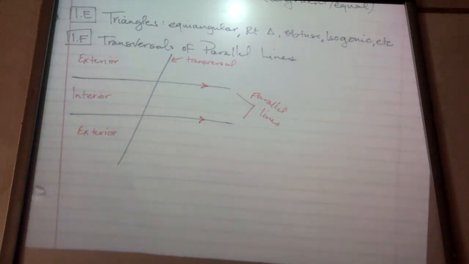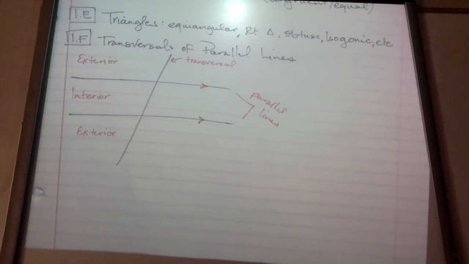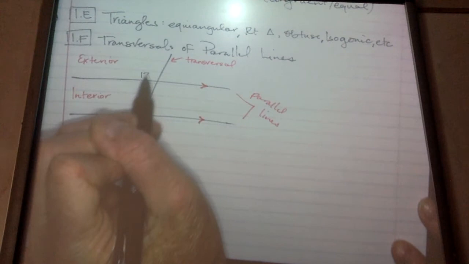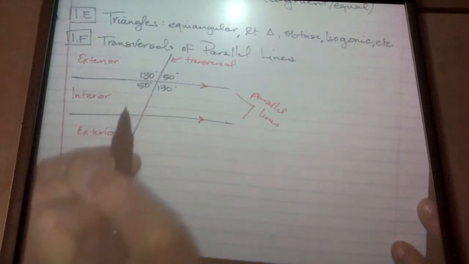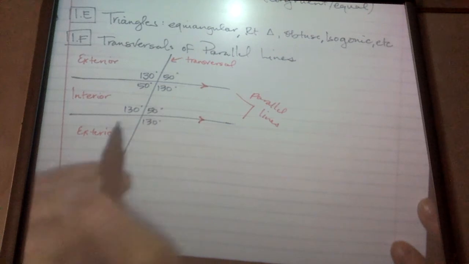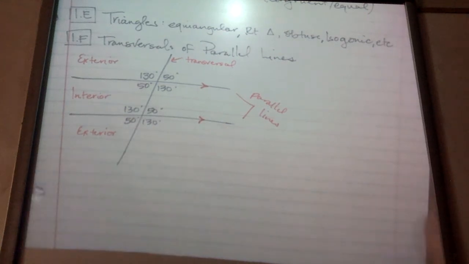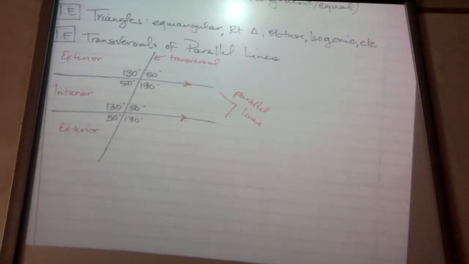Okay? Now, why this is important is because it creates a ton of different kinds of angles that are congruent or supplementary. So, for example, if this was 130, then I know this is 130, which means this is 50, which means this is 50, which means this is 130, which means that's 130, which means this is 50, and this is 50.